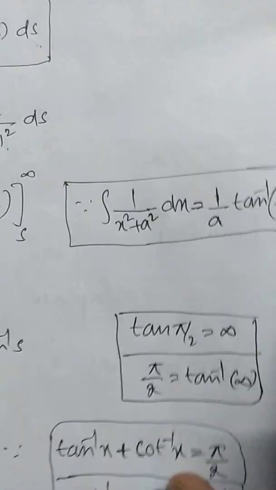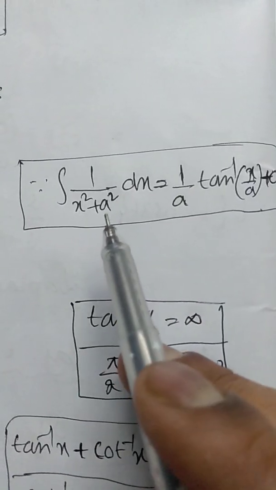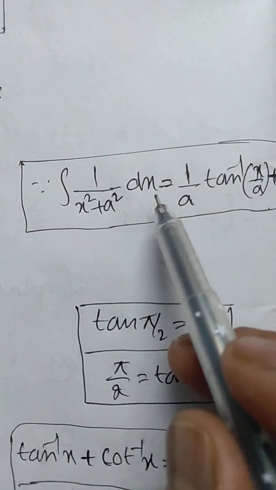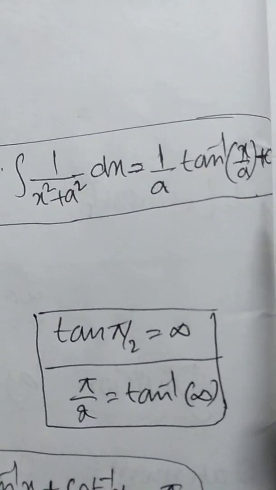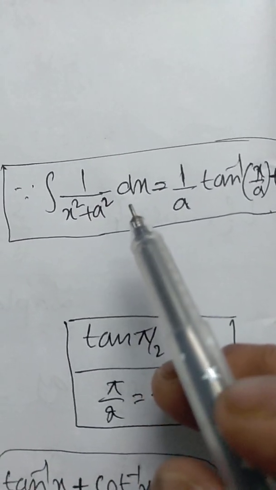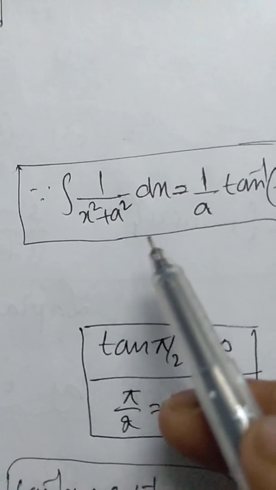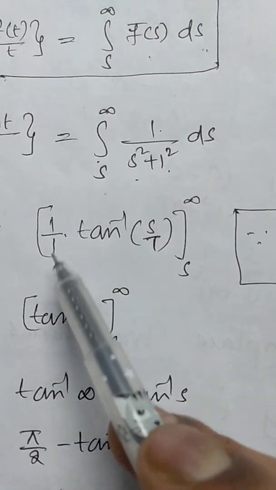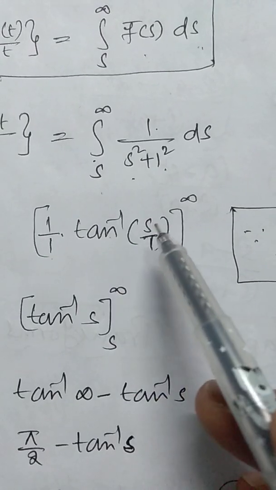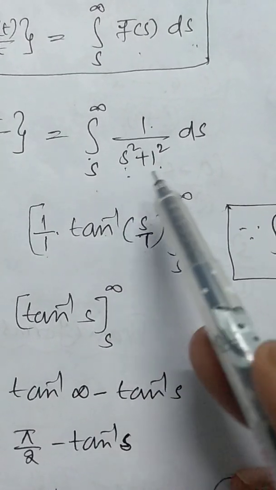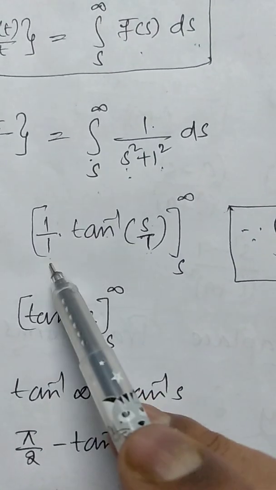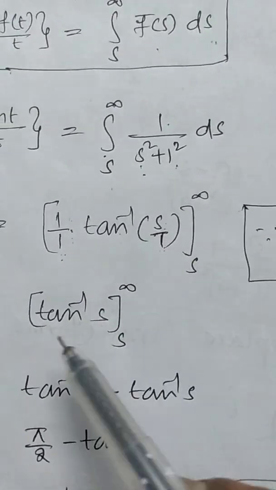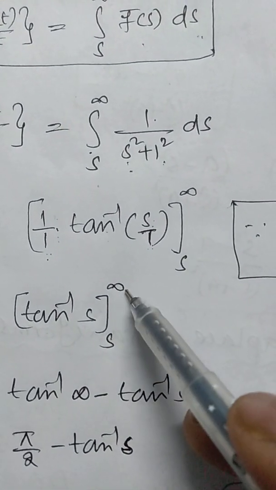It is in the form of the standard integral formula, that is integration of 1 by x square plus a square into dx is equal to 1 by a into tan inverse of x by a plus c. This is the standard integral formula. We already learnt this formula in third semester. According to this formula, 1 by a is 1 by 1 into tan inverse of x by a, that is s by 1, which is 1 into tan inverse of s between the limits s to infinity.